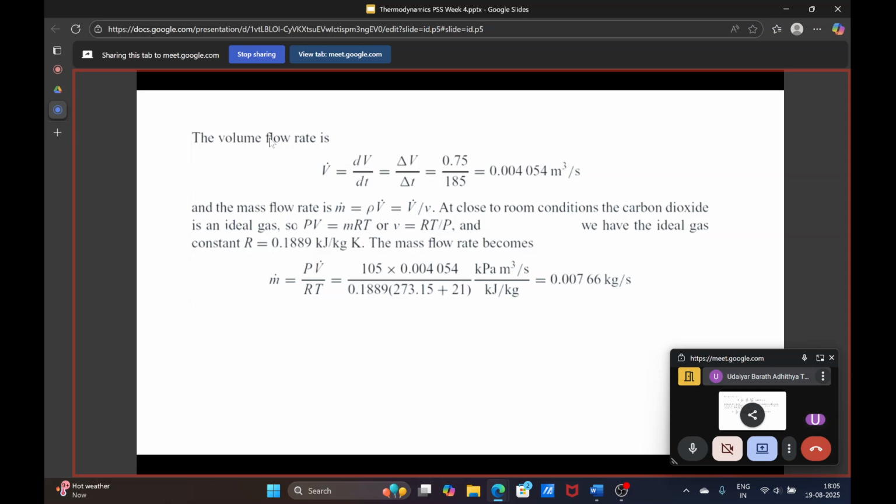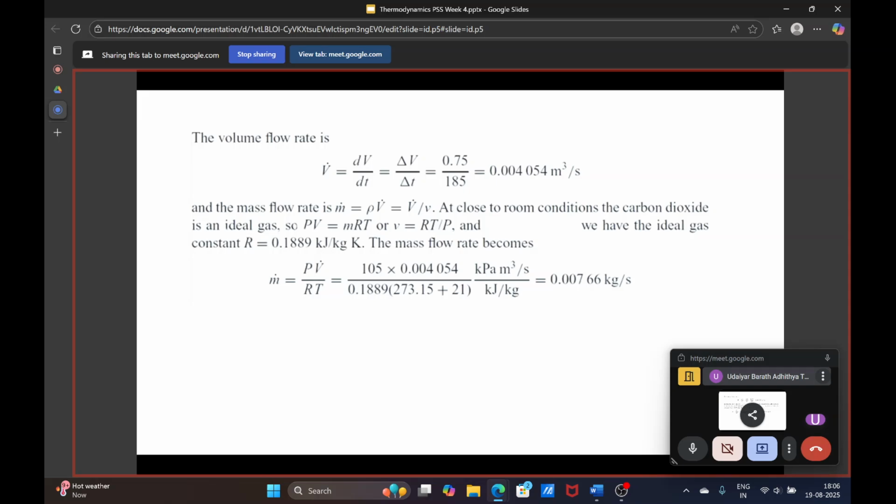So first, the volume flow rate is the change in volume with respect to time. So dV by dt is delta V by delta t. So what you get is 0.75 meter cube, which is the rise in volume in 185 seconds. So 0.75 divided by 185 gives you 0.004054 meter cube per second, which is the volume flow rate of the carbon dioxide.